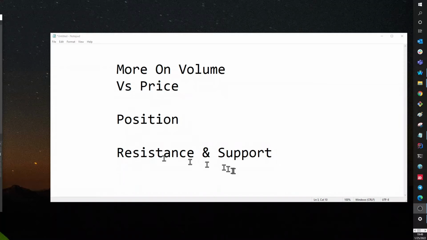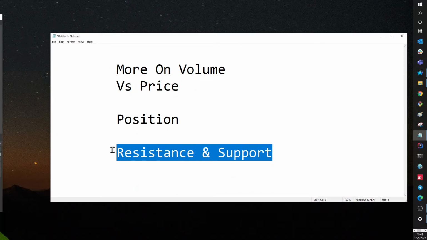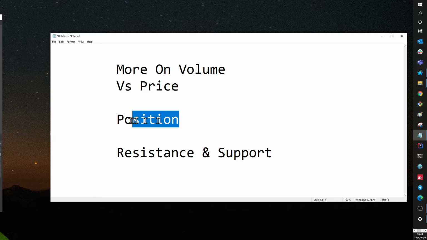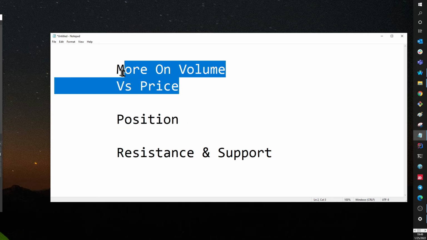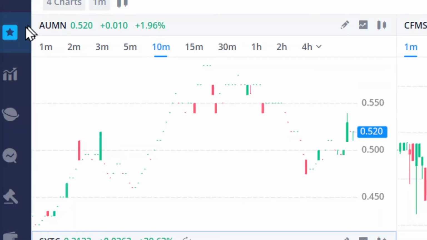I thought I was going to move on to resistance and support with just a brief intro to position, but I think I have a little bit more to say about volume versus price, so let's see how long that takes and whether we get to anything else in this video. I'm here at the watch list portion of Webull.com, our trading site that we're using for paper trading.